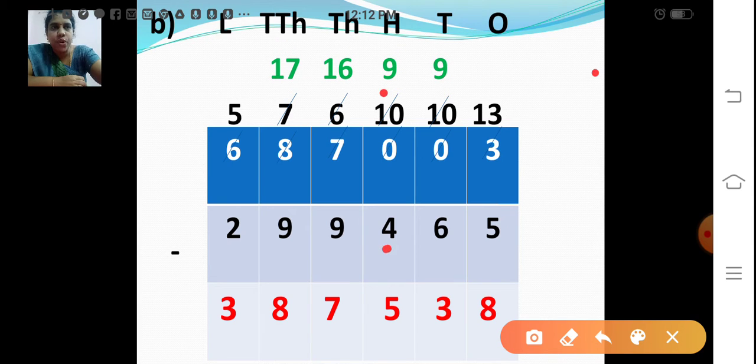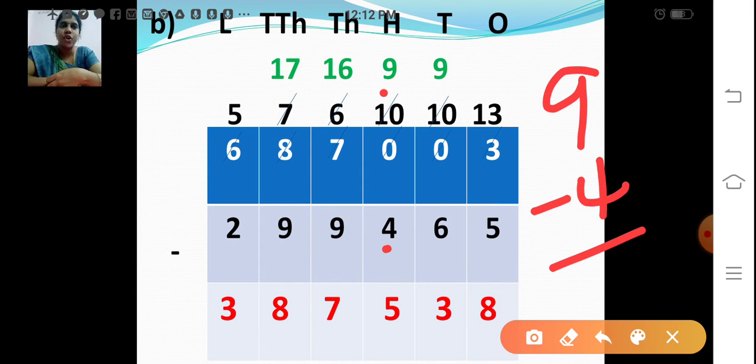9 minus 4. 900 minus 400. Start from number 4. Count forward till you reach 9. After 4: 5, 6, 7, 8, 9. So 9 minus 4 is 5. Write it down, 5. 500.